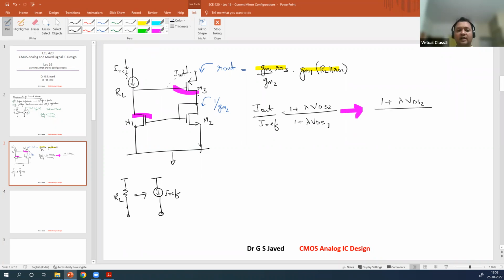But there are two gain factors here, right? So now you have to take care of VDS2 plus this VGS3, total. So it will be 1 plus lambda times VDS2 plus VGS3. It will not be VDS1 because it is now not dependent on this term. Okay. Then if you look at this gain value, this is higher than the regular current mirror.